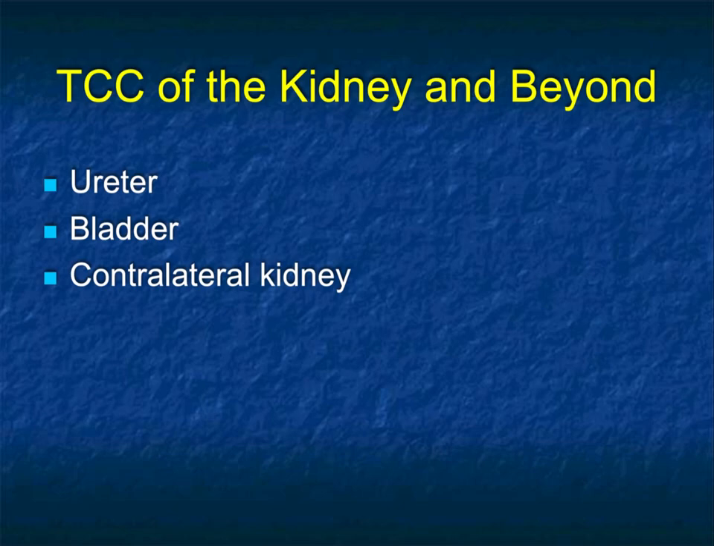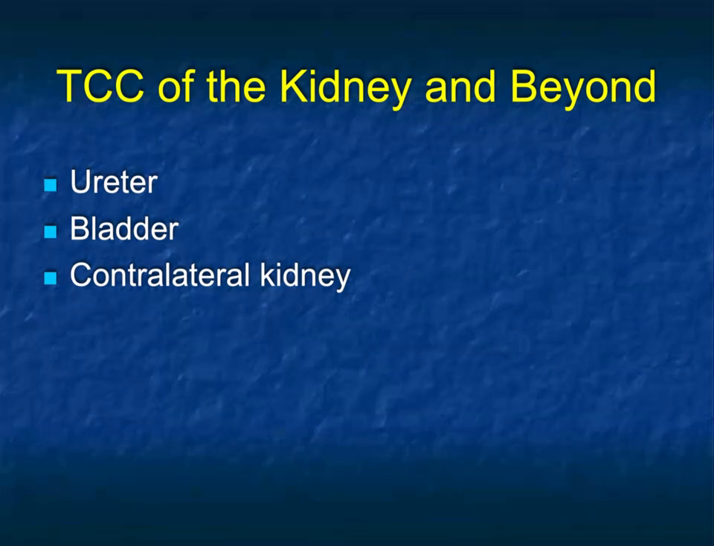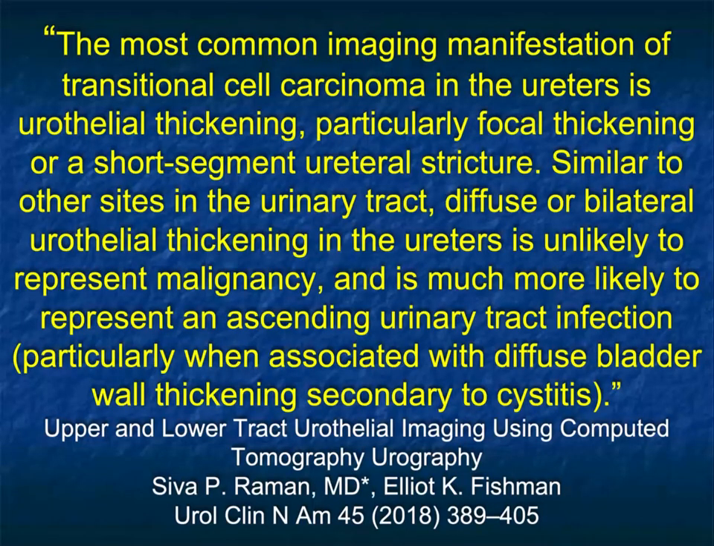Now, when I think about TCCs, remember this talk is on the kidney, but TCCs are multifocal. They go to ureter, they go to bladder, and you can see them in the contralateral kidney, and we talk about 40% of the time this will occur. In this article, we made the point about the most common imaging manifestation of TCC in the ureters is urothelial thickening. We made the point that TCC of the ureter is hard to pick up, particularly if the primary is in the ureter and you don't have anything else.